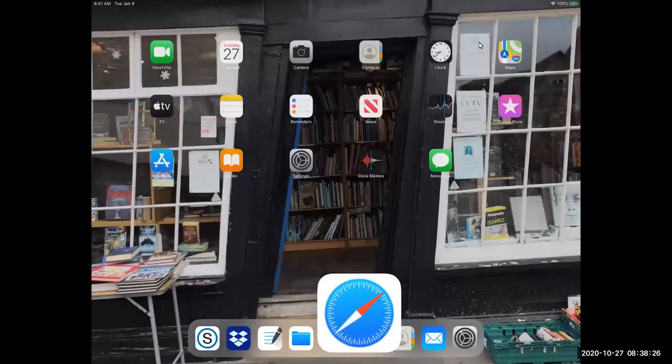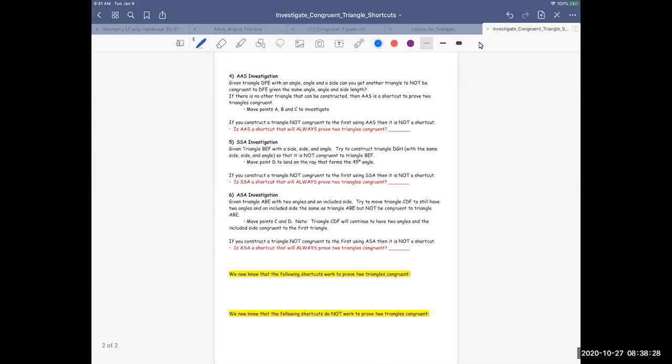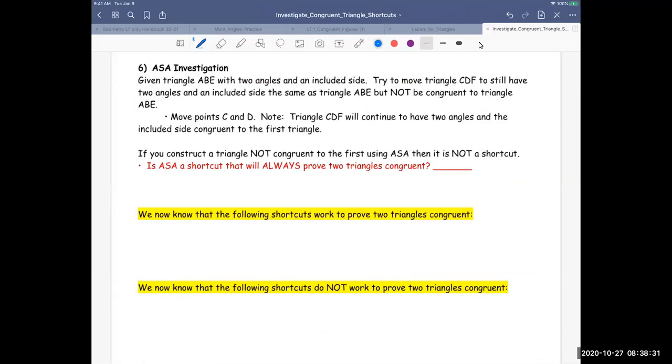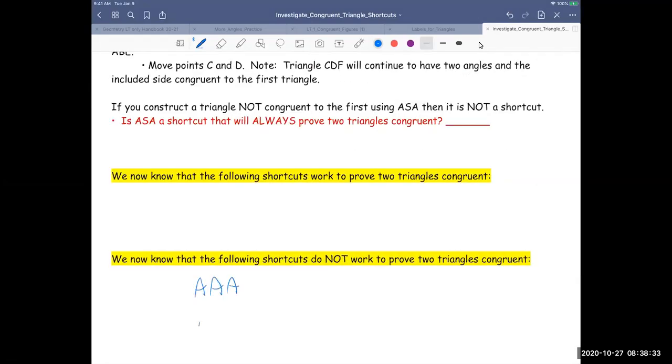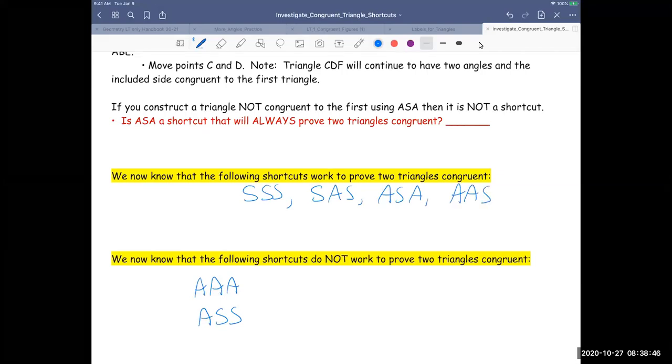Which are the 2 that did not work? I'm going to the back side here. We had AAA, and I'm going to write it like this. All the others did work, right? So side, side, side, side, angle, side, angle, side, angle, and angle, angle, side. Those 4 worked. These 2 did not.